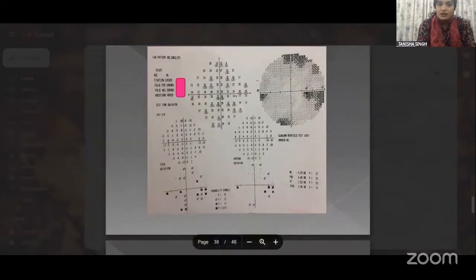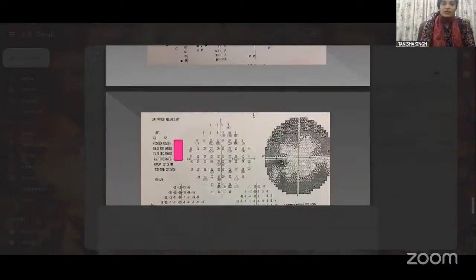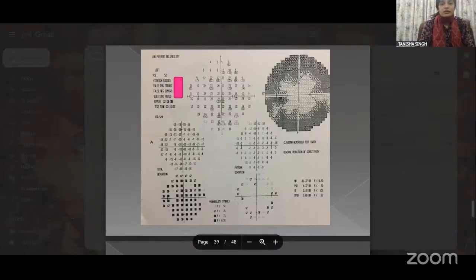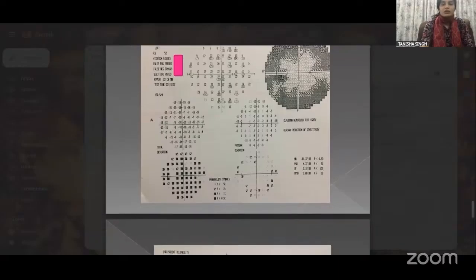Next is another case scenario. The students can recognize the clover leaf pattern, which is a high false negative. As and when the patient moves to the peripheral points, the inattention or the fatigue appears, giving this typical clover leaf pattern.